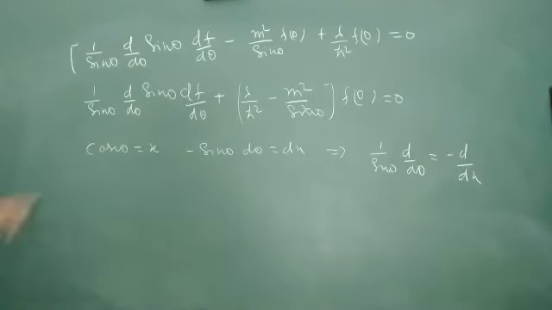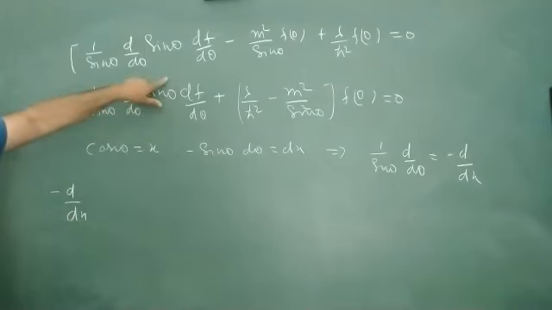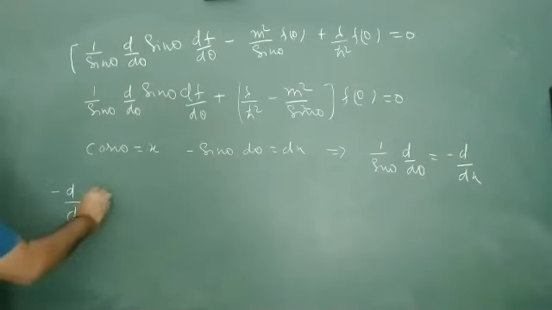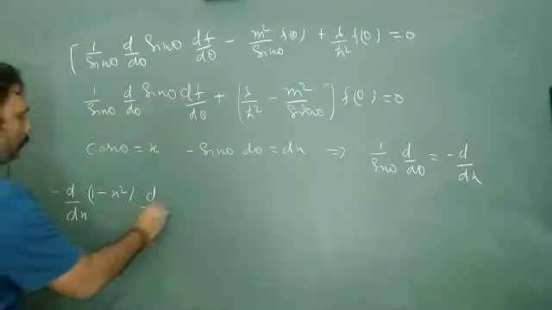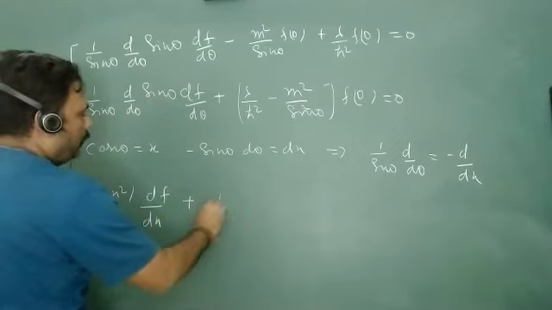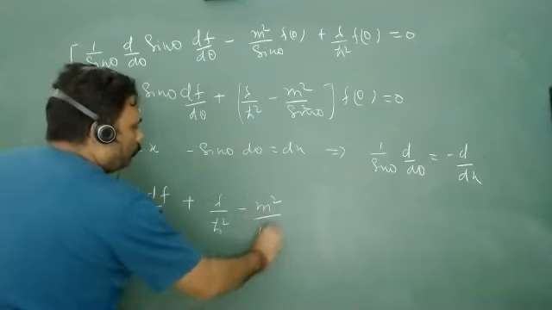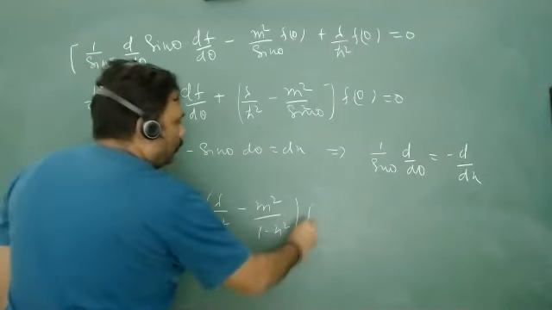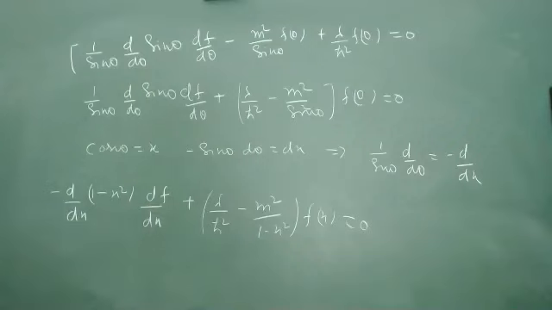When you are using this trick, I can put this thing as minus d upon dx. I can divide by sin theta here and take sin square theta. So I can write 1 minus x square and sin theta is here. Then you have d upon dx of function f plus lambda upon h cut square minus m square upon 1 minus x square, f(x) is equal to 0. Just look at here. Are you comfortable?